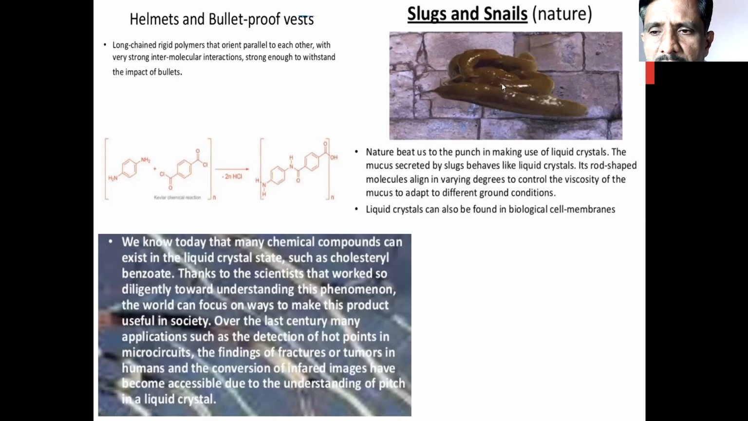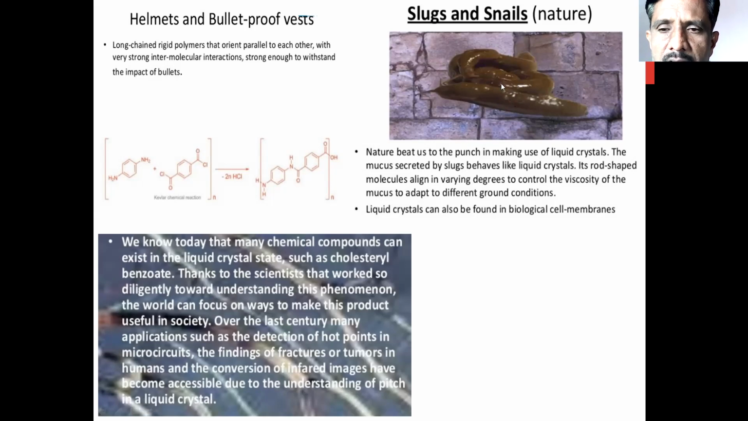This liquid crystal is a rod-shaped molecule, and it is very useful to protect slugs and snails in nature. Liquid crystals can also be found in different types of biological cell membranes. One example I am giving you is that slugs and snails secrete a particular mucus, a thick liquid, and this mucus material behaves as a liquid crystal.